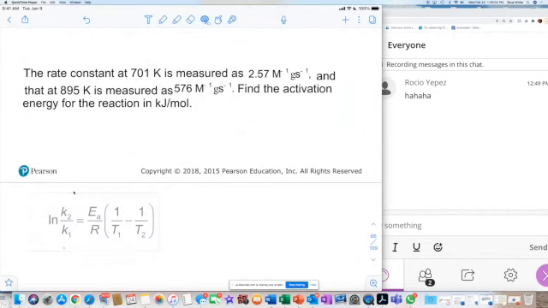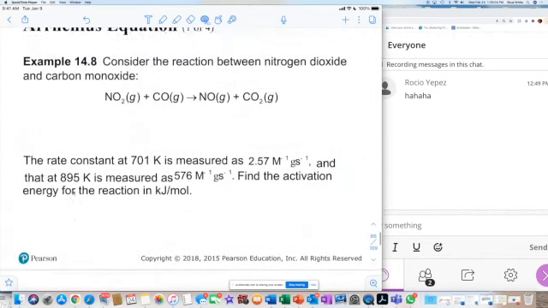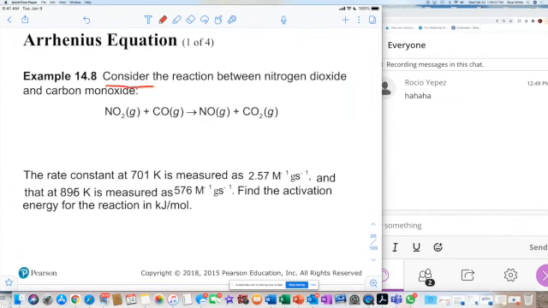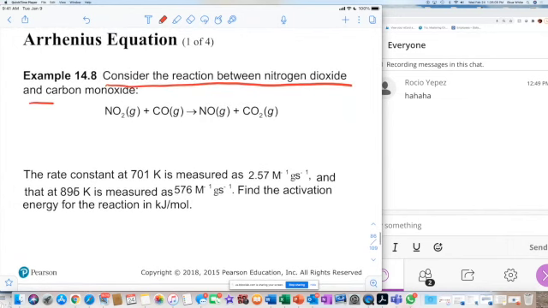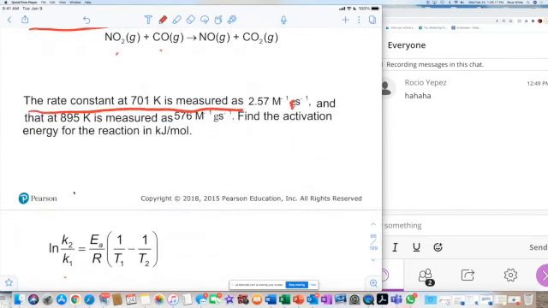That's the equation we're going to be using. So for this, I need the information. It says, consider the reaction between nitrogen dioxide and carbon monoxide. Yep, these two. The rate constant at 701 Kelvin is measured as, the units is messed up here.